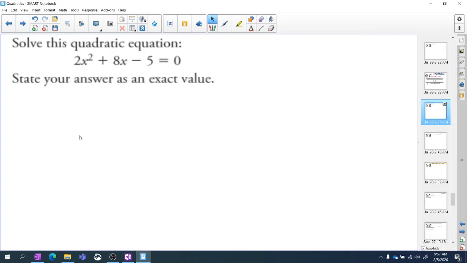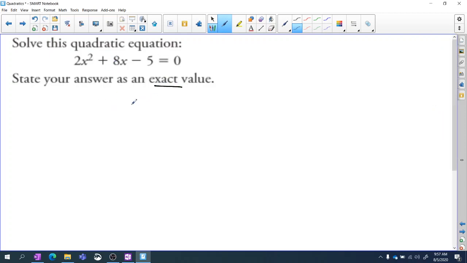All right, here's another quadratic. This one's all set up for us. Give it a quick look and say, well, this factor, 2 multiplied by negative 5 is a negative 10. I want to multiply to get negative 10, and the two numbers that I multiply give me a positive 8. Not going to happen. The only way to multiply to get 10 is 10 and 1, 5 and 2. They're not going to give you an 8. Exact value. That means don't put this in your calculator and get decimals.